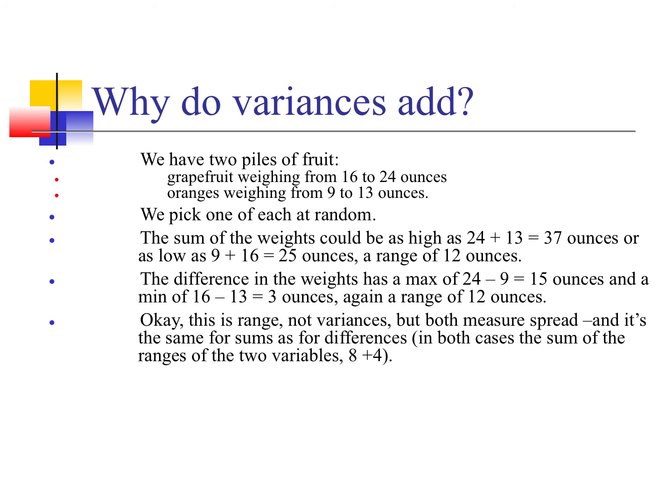Now, it's not variance, but variance, range, and standard deviation are all measures of spread. So when I subtract the weights, the biggest difference is to take the biggest grapefruit minus the smallest orange, right? And if I subtract those, I get 15, 25 minus 9. And then the smallest difference would be to take the smallest grapefruit minus the largest orange. And if I subtract those, I get 3. My range is still 12.